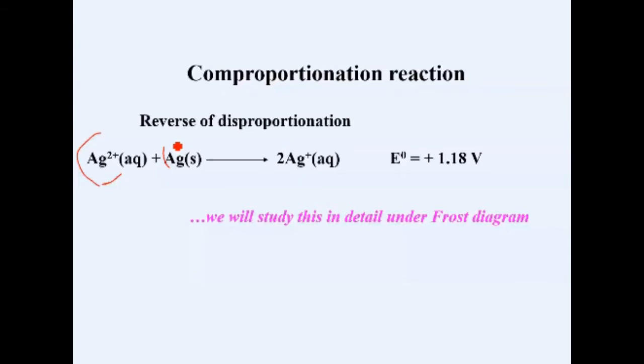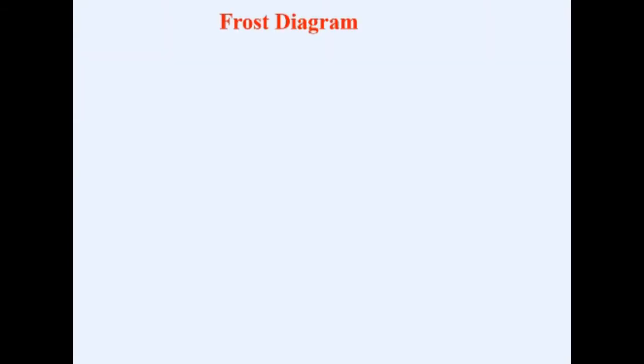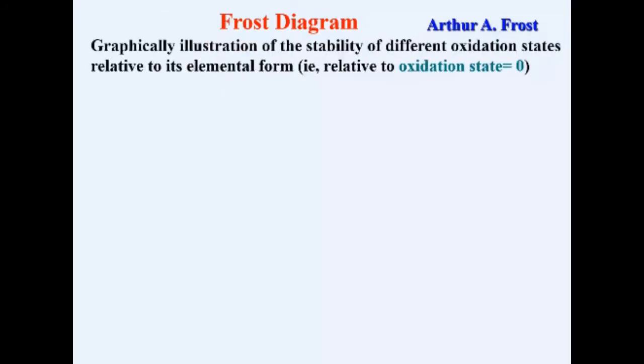This example we can see from the Frost diagram. Yesterday what diagram did we see? The Latimer diagram. Today we are seeing the Frost diagram. Frost is Arthur Frost, an electrochemist, who invented this diagram. Arthur A. Frost is the name of the scientist. It is a graphical illustration of the stability of different oxidation states relative to its elemental form, that is, relative to oxidation state 0.